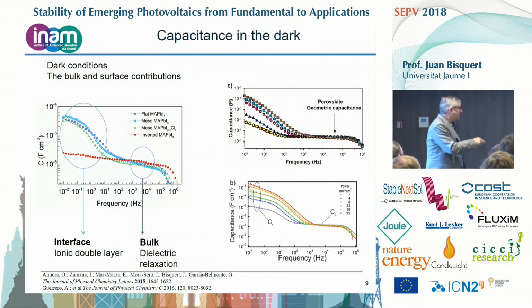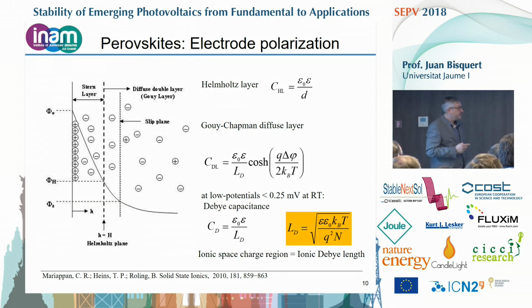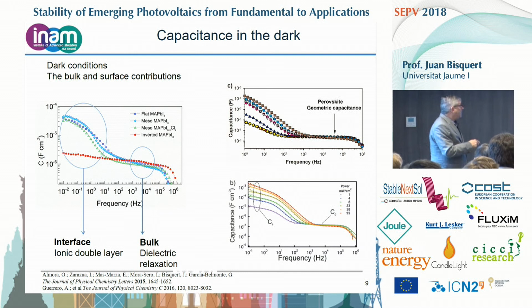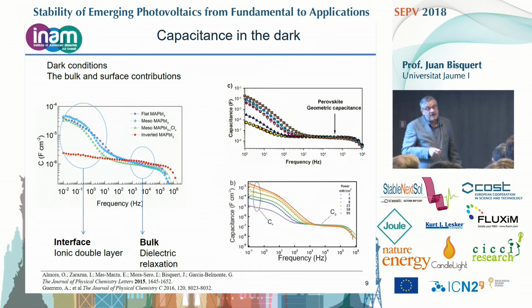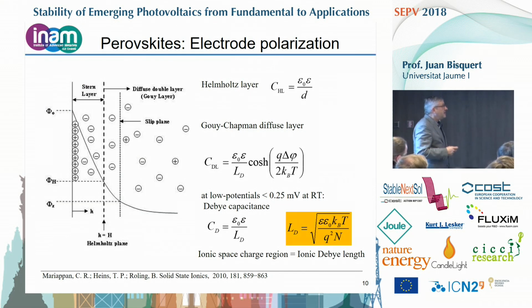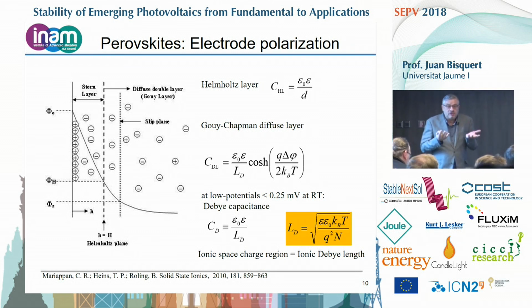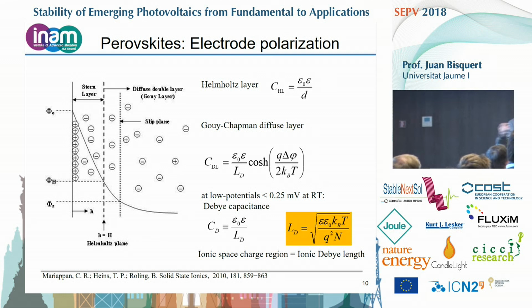You see, it will not rise. It will rise at very much lower frequencies, but not here. So this is shown to be interfacial. What is this big capacitance? Here in the dark, we go up to 10 microfarads per centimeter square. This is typical Helmholtz capacitance from electrochemistry, because this is a solid-state electrochemical system, because the ions are moving over there.